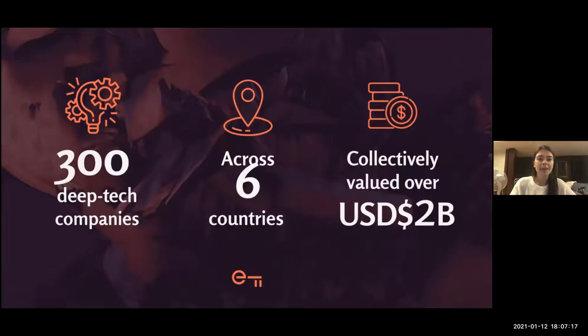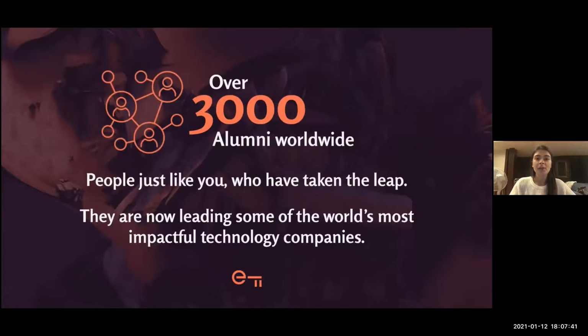So EF Canada, we're pretty new to Canada. However, we have built a successful model globally over 9 years, starting in London and then expanding to Singapore, Bangalore, Berlin, Paris, and now Toronto. Over the years, we've built 300 technically defensible companies, over 6 countries valued at $2 billion US. We have over 3,000 alumni that have gone through the program, and this network opens up to you as soon as you begin your EF journey. And the community there is really amazing.